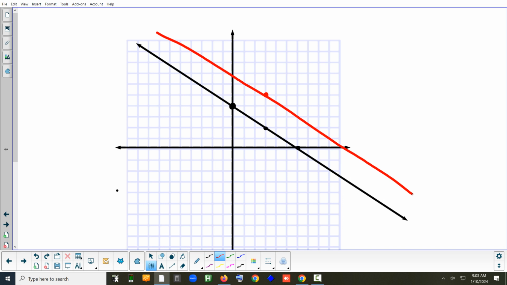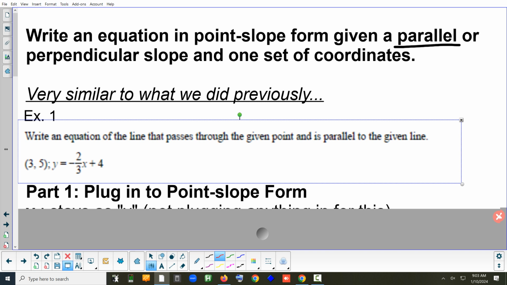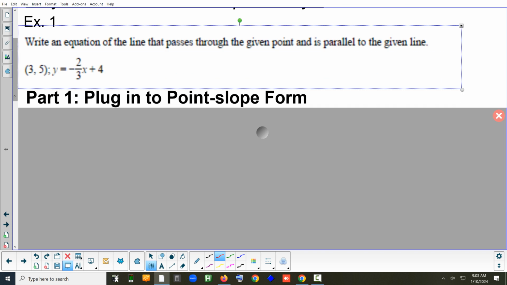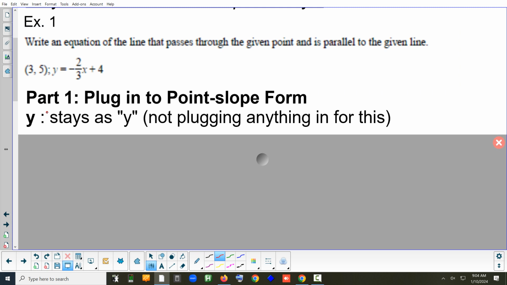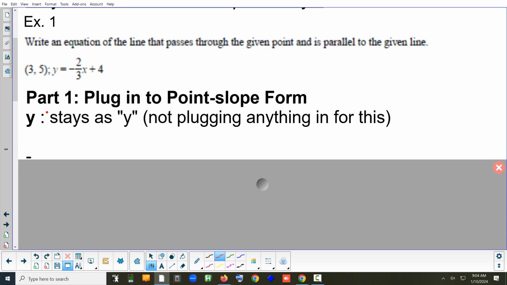That's what we're doing. Okay, so any question on what we're trying to find? All right, so let's see if we can figure out that red line. All right, so on your guiding notes, it says, part one, plug into point-slope form. Okay, in point-slope form, a lot of review here. The first thing you're going to write down is y. And it says y stays as y. So you don't fill in anything for the y.